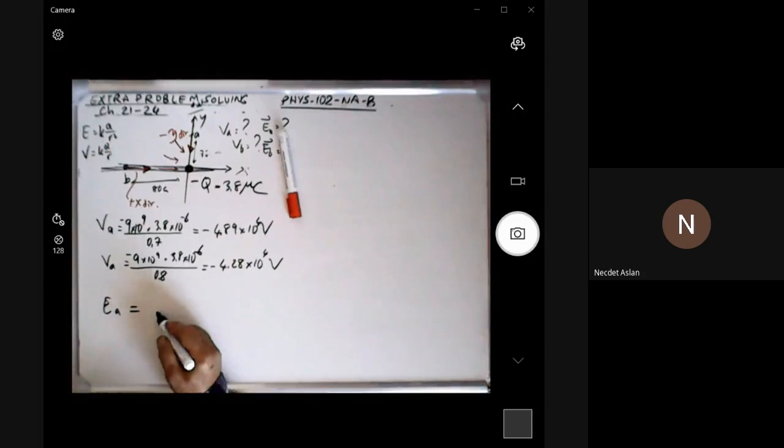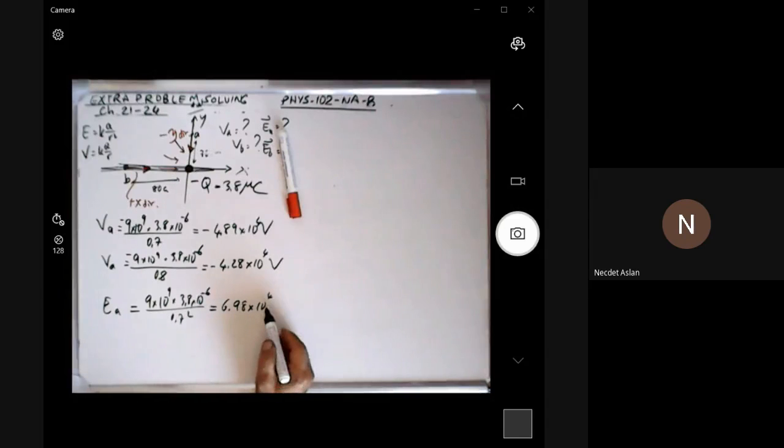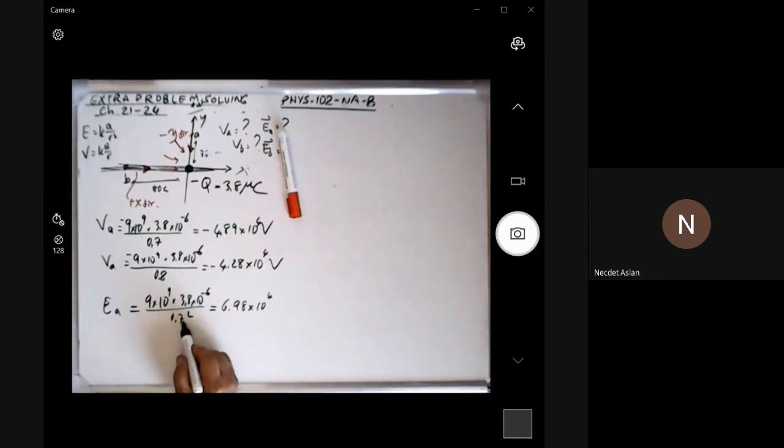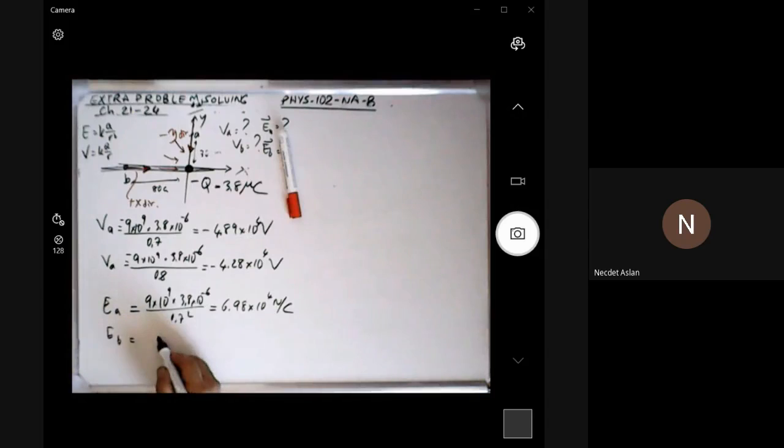EA will be given as just the same expression, but we have to get the square of this on the denominator. 9 times 10 to the 9 times 3.8 times 10 to the minus 6 divided by 0.7 squared. So the result is 6.98 times 10 to the 4. It got a little bit larger than the potential because it's the square of a number less than 1, so it makes this expression slightly bigger. Newton per coulomb or volt per meter, right? Electric field dimension. So EB is also the same thing, and it gives you 5.34 times 10 to the 4 Newton per coulomb.